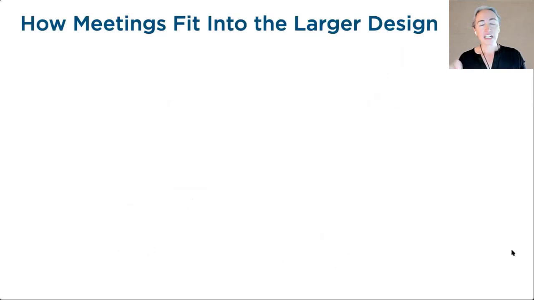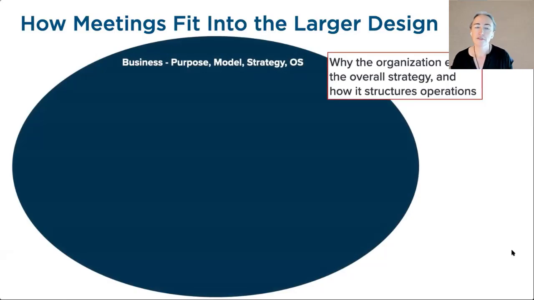So as we design our meetings to shift the default, they fit into the scope of our larger design in our organization. At the very, very top, we have our business itself. What is the purpose of our business? Why does it exist? What's our strategy?